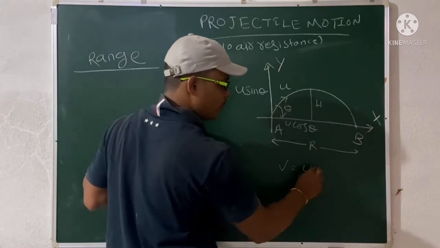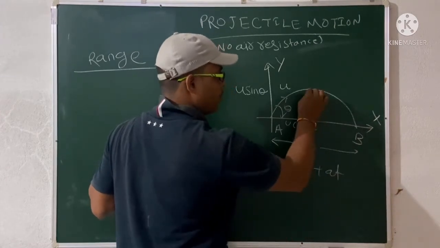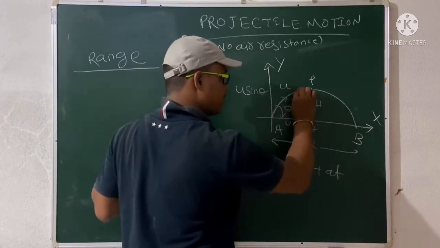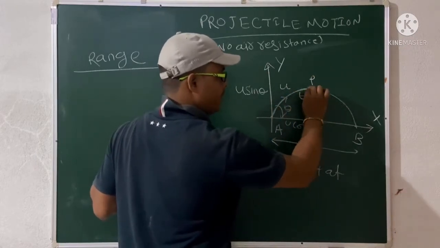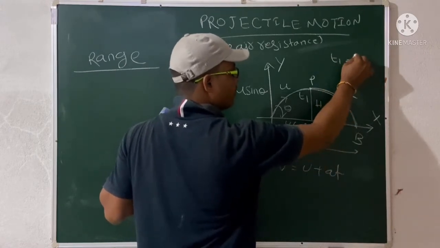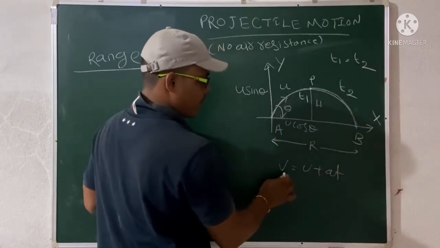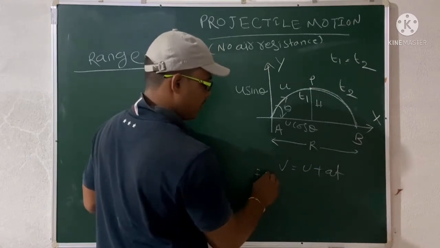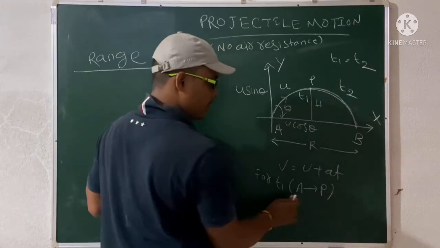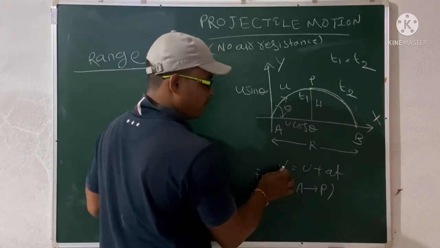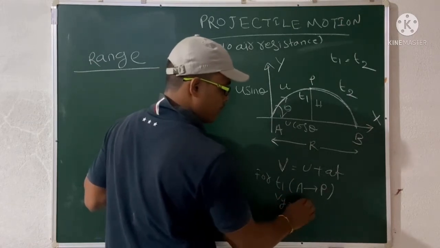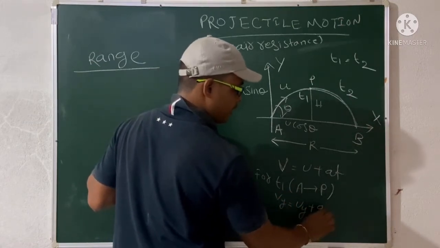So v equal to u plus at, right? So at point P. So यहाँ से यहाँ तक जाने के लिए कितना टाइम लगेगा? T1. यहाँ से यहाँ तक आने के लिए कितना टाइम लगेगा? T2. And we know T1 equal to T2, right? So for T1, that means it moved from A to P. When it moved from A to P, your vertical component will be Vy equal to Uy plus Ay into T.